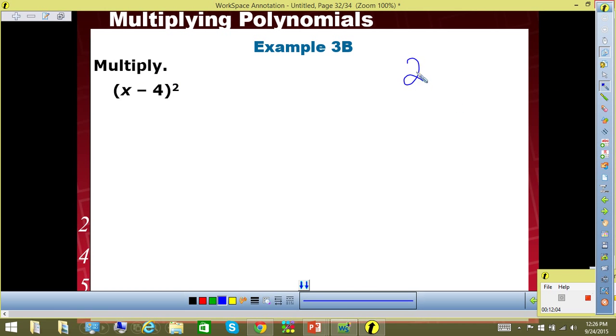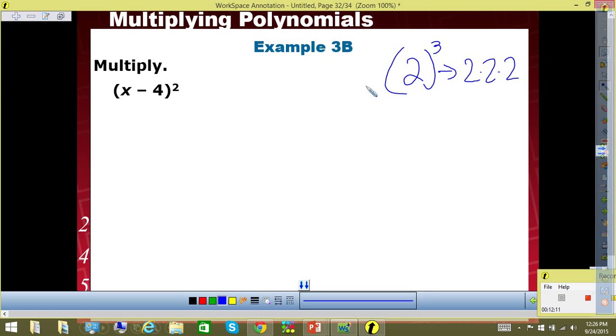If I have 2 cubed, what does that mean? 2 times 2 times 2, is that correct? If I have this inside instead of a 2, this tells me to do that how many times? X minus 4 times x minus 4. Does this look familiar? Bam! So copy that, finish it off, please, and choose whichever method, area model or distributive property. Go.